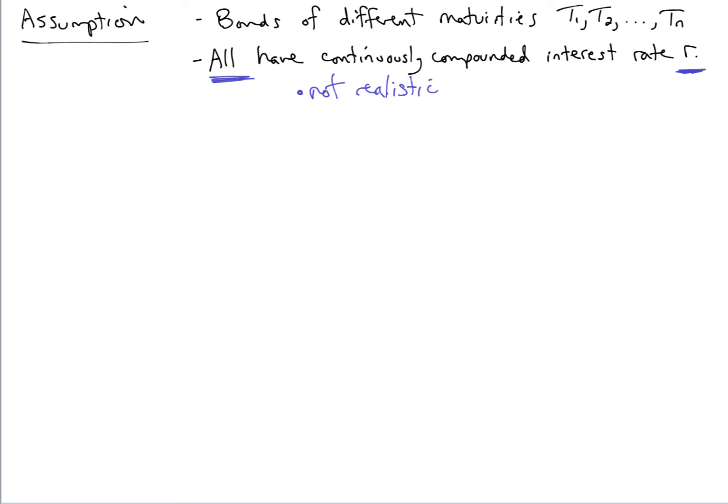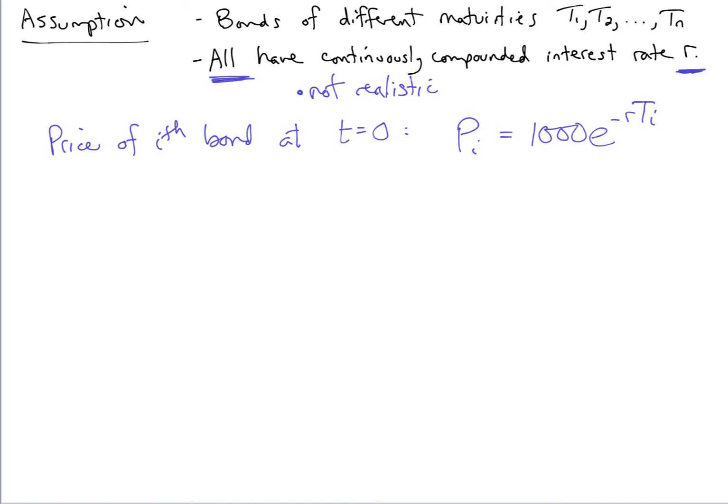But one classical assumption in mathematical finance is the existence of a risk-free rate. So you may be using these different bonds to come up with an estimate of what you should use for that risk-free rate in some other problem that you're working on. According to our model, the price of the ith bond at time 0 would be, let's call it P sub i, 1,000 e to the negative R times T i. In theory, this should be the exact price of the bond. This is the arbitrage-free price of the bond.